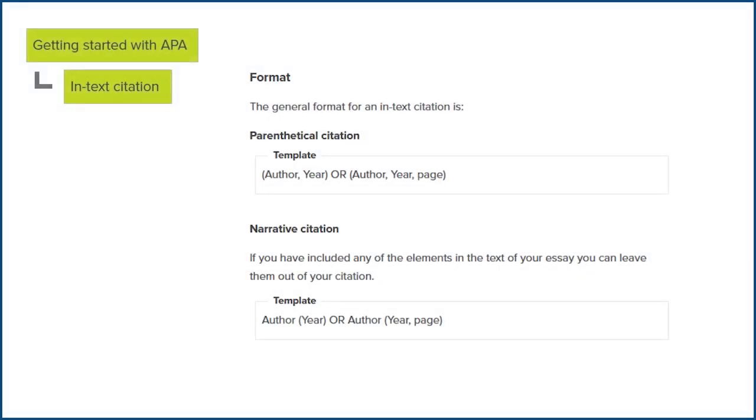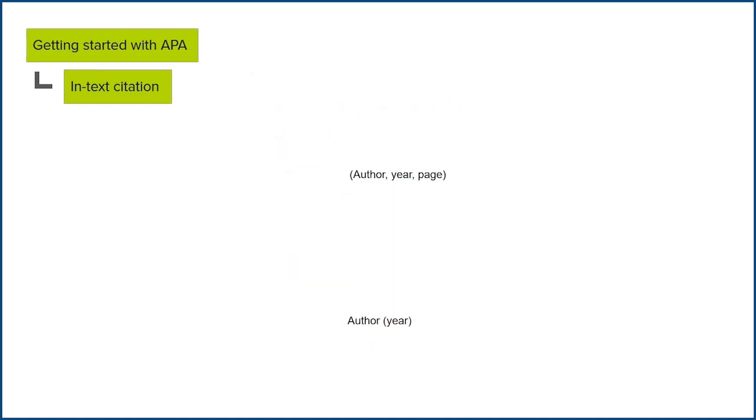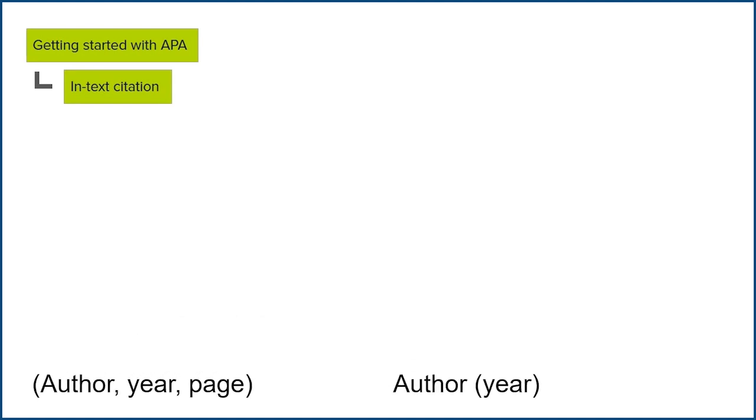The templates, rules, and examples for in-text citations are all under Getting Started, In-Text Citation. You can choose between two types of template. Those for parenthetical citation, where all the citation information is provided in brackets, or narrative citation, where the author's name is part of your sentence. Either type can include a page number if needed. Let's make a parenthetical citation with a page number and a narrative citation without a page number.